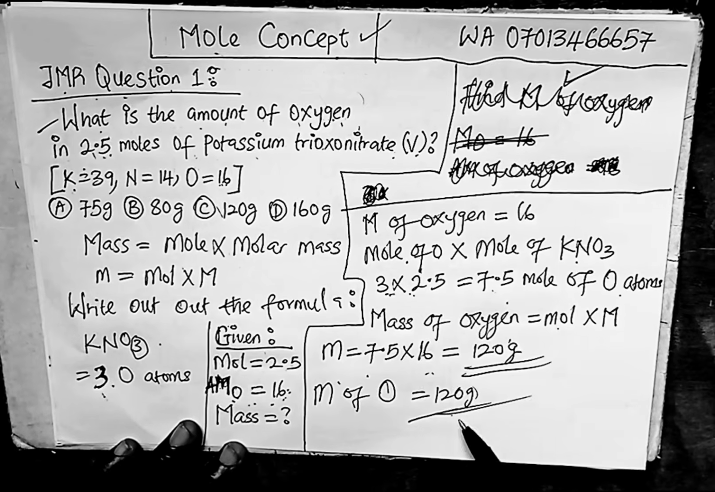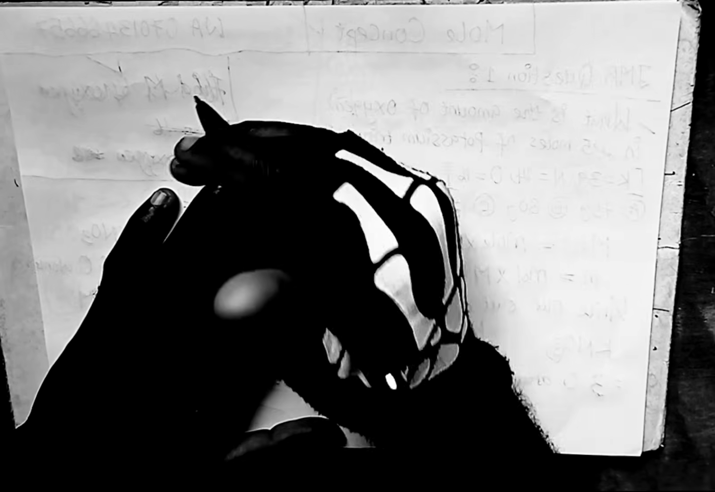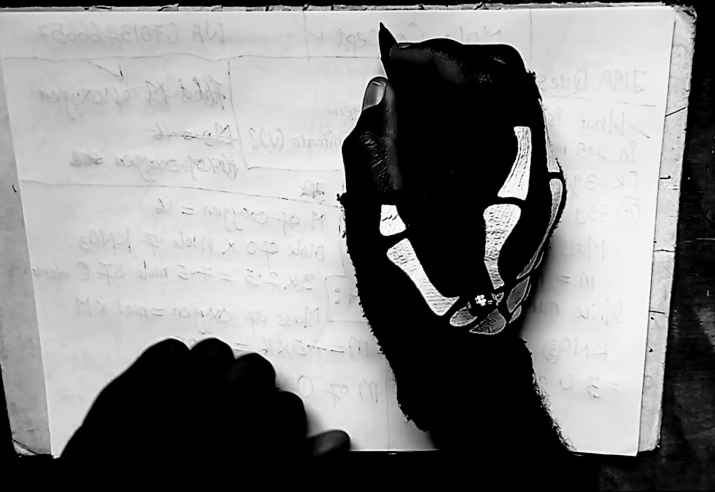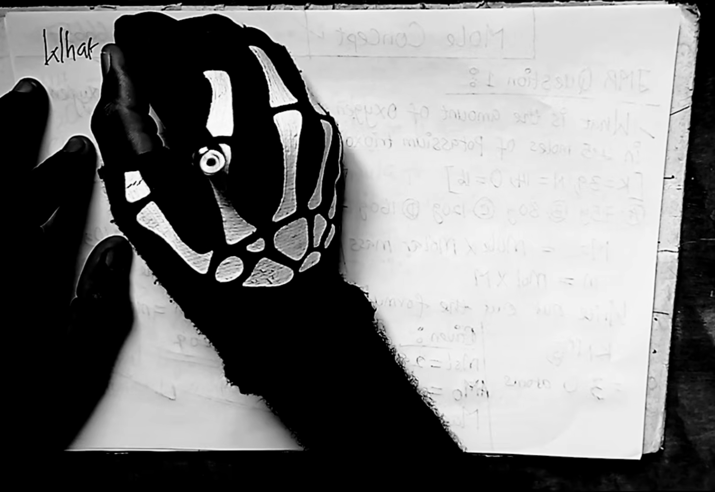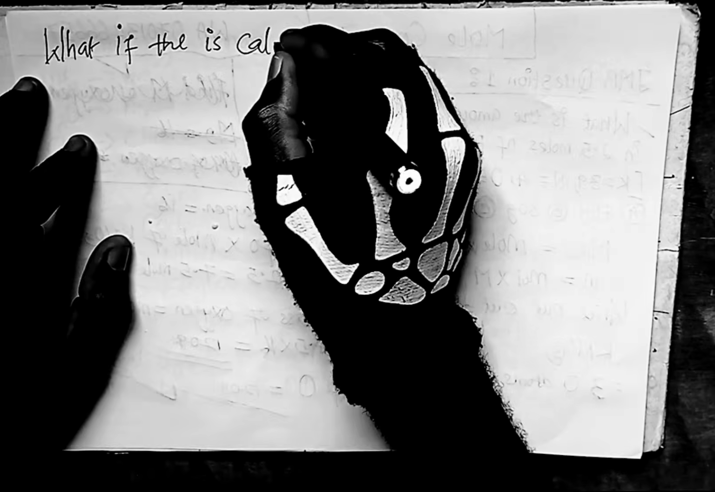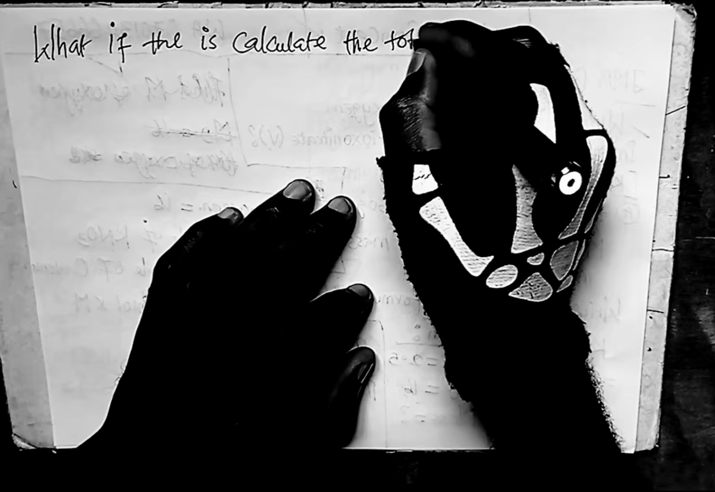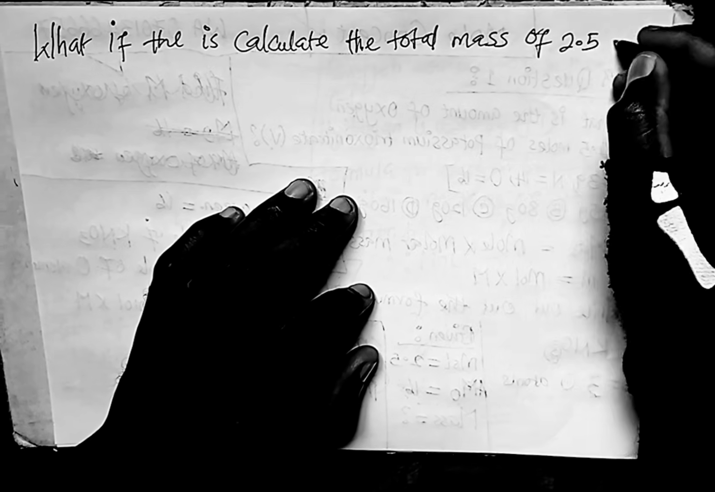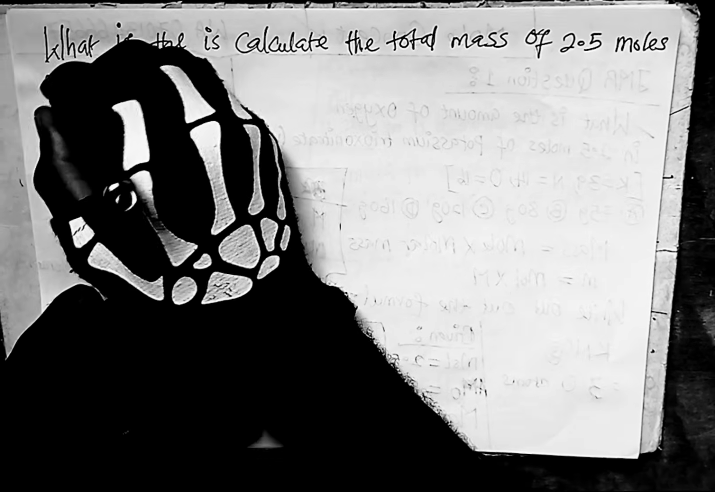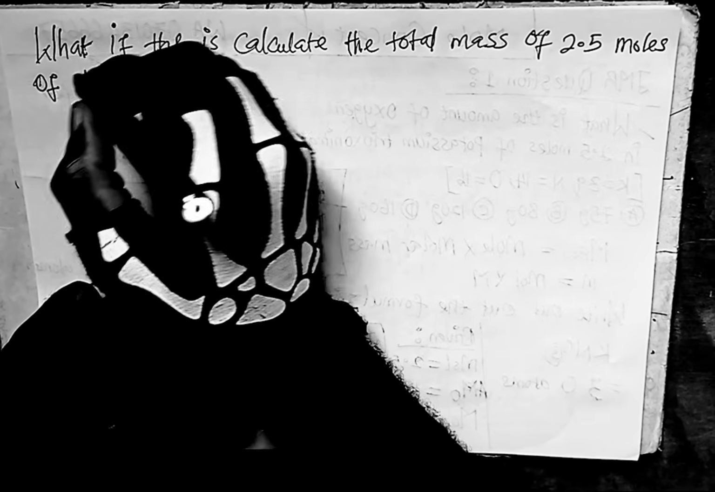Among the options, pick the correct option and drop it in the comment section. Now, I have a question. What if JAMB asks you to calculate the total mass of 2.5 moles of potassium trioxonitrate(V)? How are you going to calculate it? Can you calculate this?